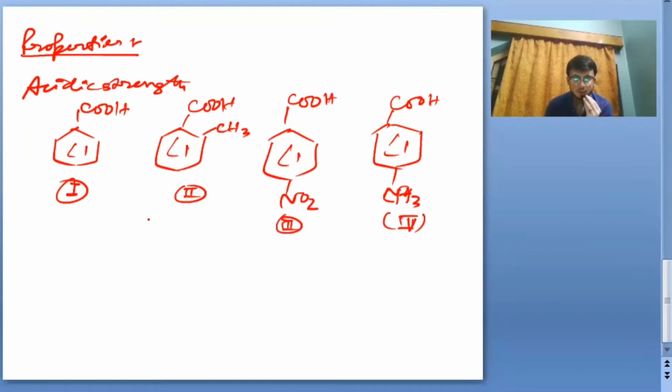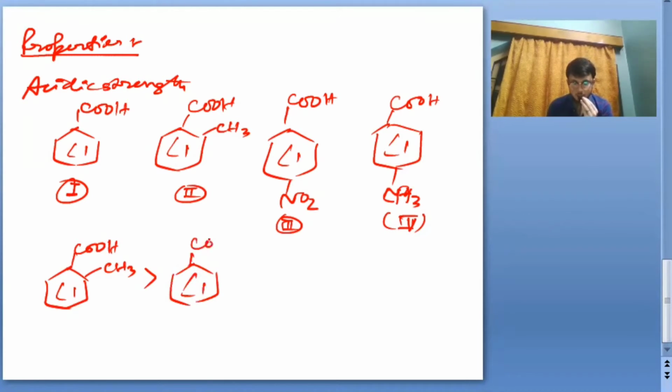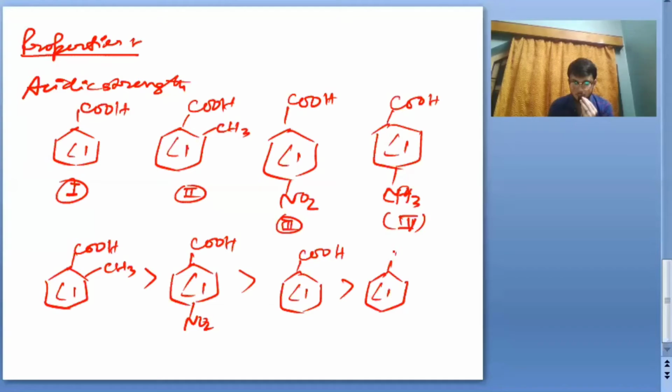So what will be the acidity order? The acidity order will be like this. COOH CH3. First, let me write it. Then I am gonna explain why it is being like this. Then it will be COOH NO2. Then it is COOH. Then it will be COOH CH3. So why is it happening?